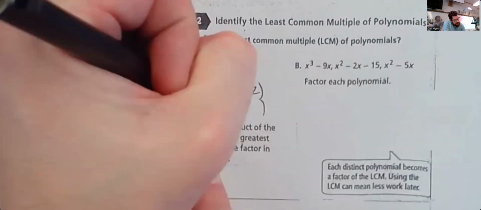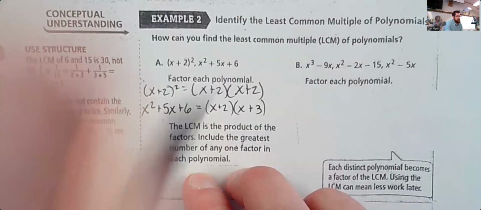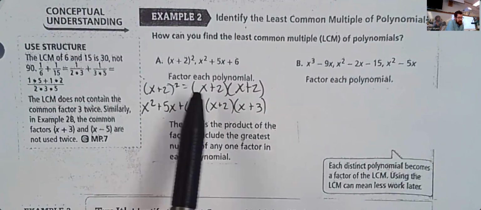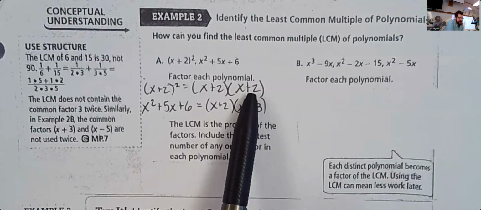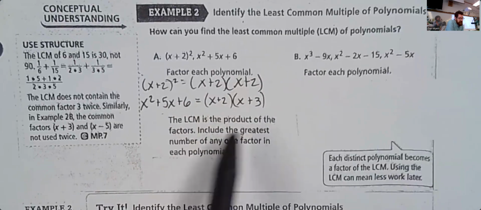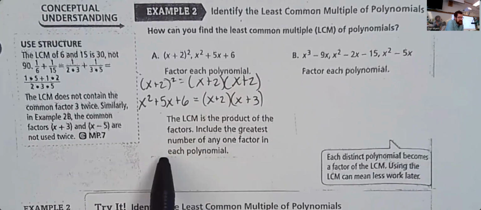2 and 3. Good. So (x + 2)(x + 3). Now that we have these factored, we're going to compare (x + 2)(x + 2) and (x + 2)(x + 3). The least common multiple is the product of the factors. Include the greatest number of any one factor in each polynomial.